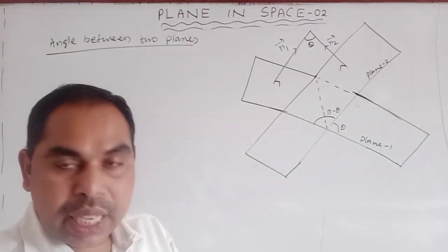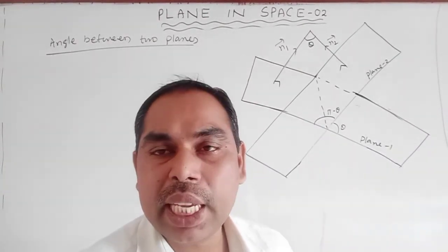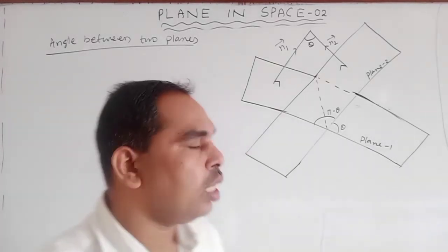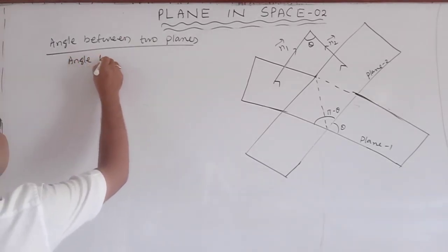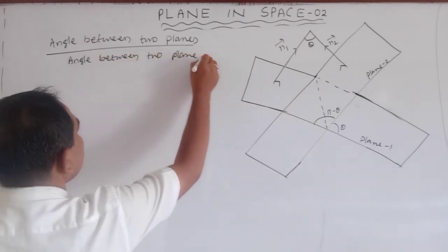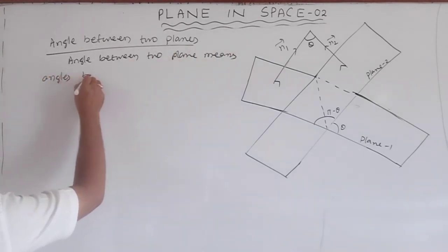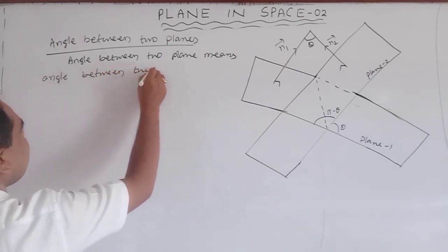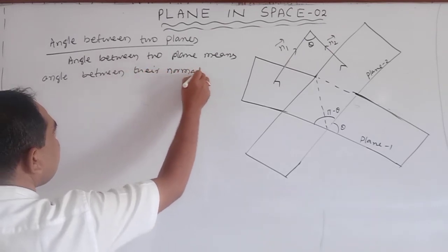Next, angle between two planes. Angle between two planes means angle between the normals at the point of intersection. Okay? Angle between two planes means angle between their normals.